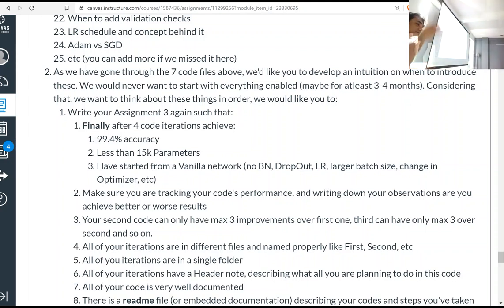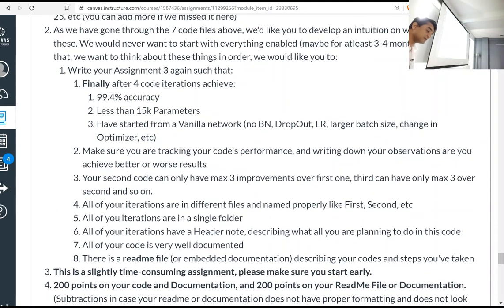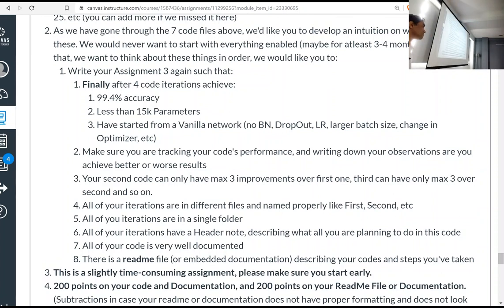So you have one single file. In that one single file, there are 4 steps. Step 1, architecture is fixed. Step 2, you are going to fix the kernels. Step 3, you're going to be fixing what? Maybe adding a batch normalization or dropout, and then step 4, finally arriving at this particular 99.4% accuracy, 15,000 or less number of parameters. Is it clear?